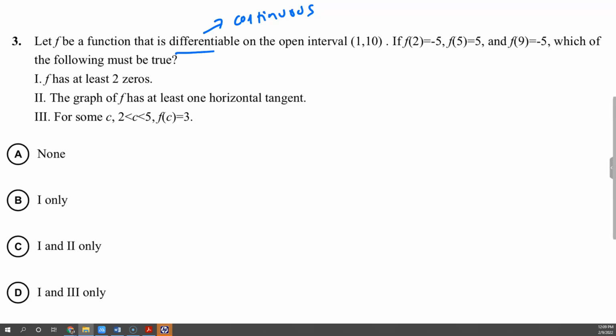All right, so we have these points. F of 2 is -5, F of 5 is 5, F of 9 is -5. Which of the following must be true? Okay, F has at least 2 zeros. Let's think about this. I'm just going to picture this in my head. Here's 2, here's 5, here's 9, right? F of 2 is -5, which is down here somewhere, right? F of 5 is 5, and F of 9 is -5.